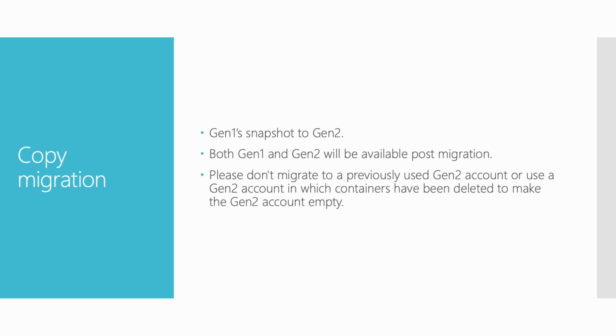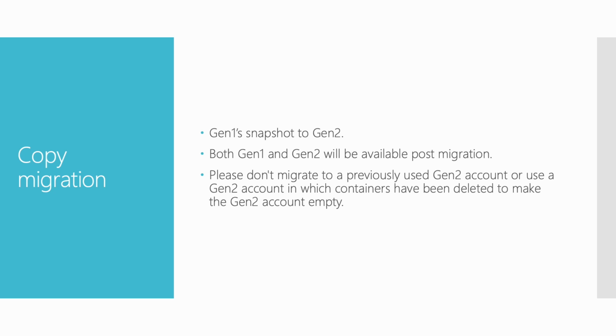Another way to do the migration is that you use copy migration, and post migration, you delete the Gen1 account. So you would just have the Gen2 account, and your applications can connect to the Gen2 account post migration. But you would have to make sure that none of your applications connect to the Gen1 account. So if you want to plan that way, that is one way to do it.